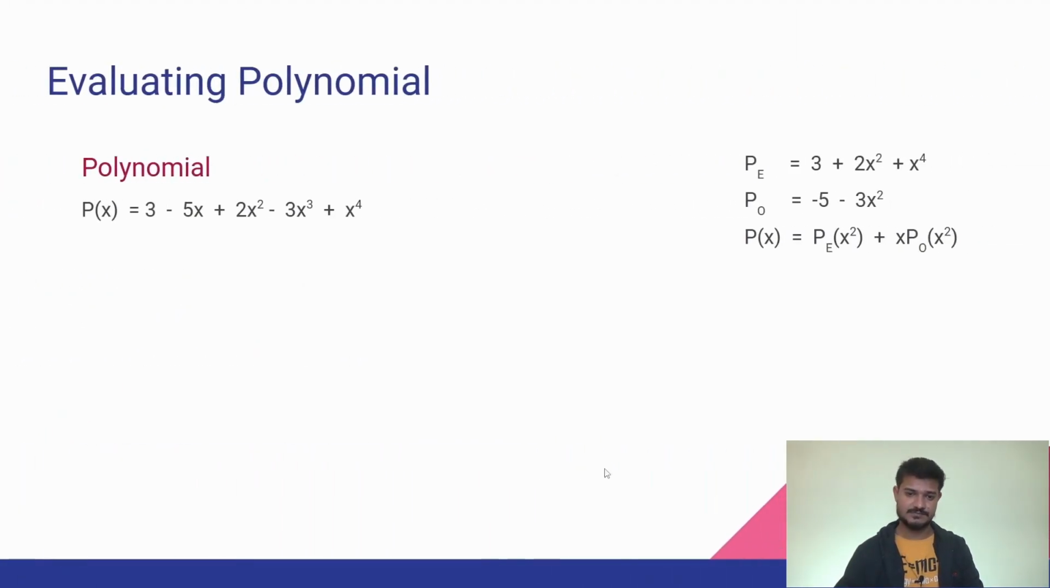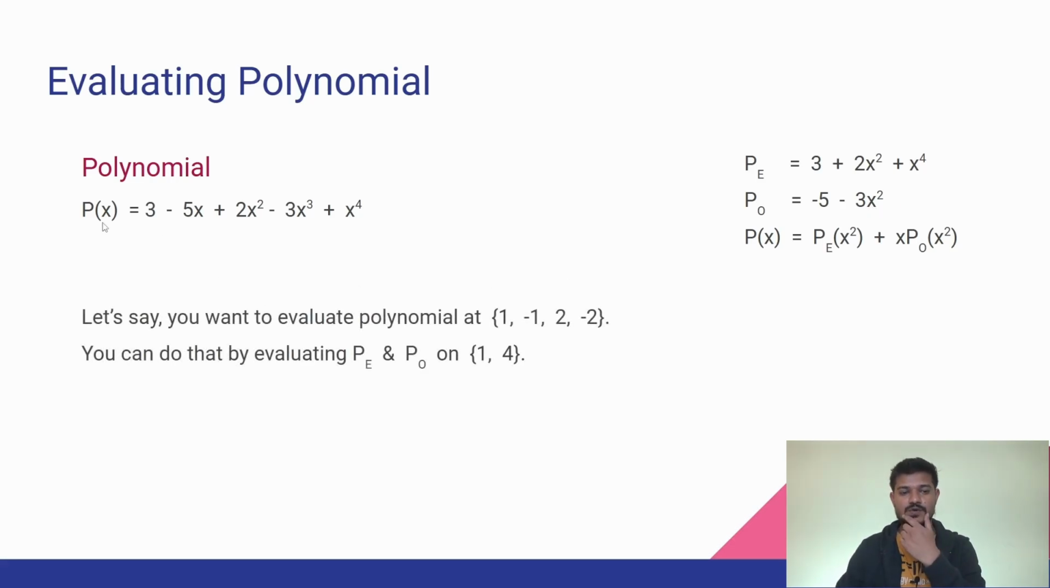Let me just give you an example. So let's say this is the polynomial. This would be PE. This is PO, right? And let's say you want to evaluate the original polynomial on 1, minus 1, 2, minus 2. You can do that just by evaluating PE and PO on 1 and 4. 1 is the square of 1 and minus 1, because PE and PO are polynomials in x square, my bad. So if you are evaluating the original polynomial on x, these two will be evaluated on x square.